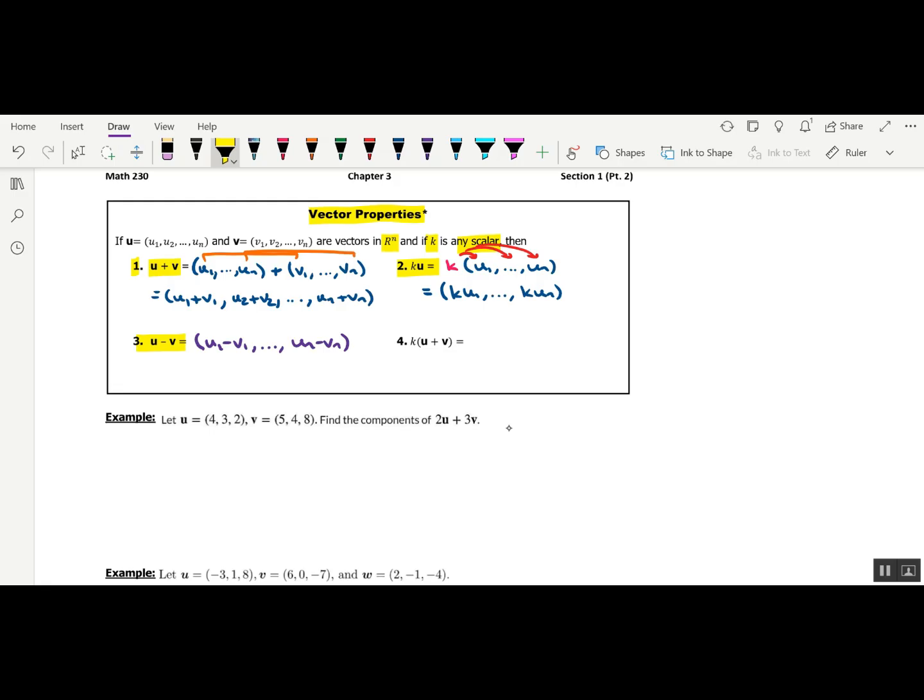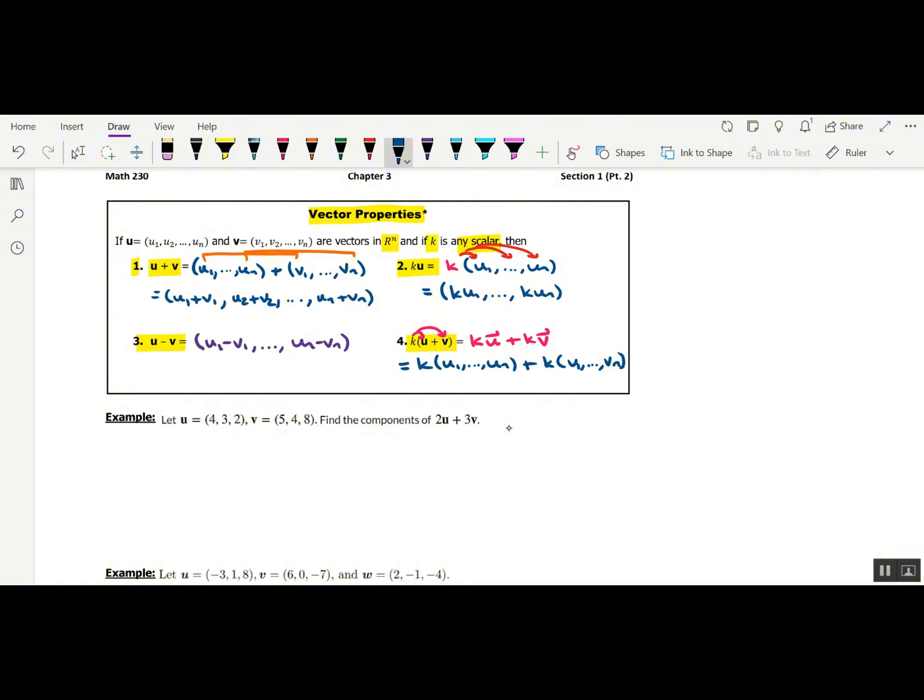The last property in this table is a scalar times the sum of two vectors. One thing that you can do is distribute the scalar to each one of these vectors to make this look like k times vector u plus k times vector v. And I'm going to replace both the vector u and v with their component forms. So this would take on the further form k parentheses u1 comma all the way down to un plus k times v1 comma dot dot dot all the way down to vn.